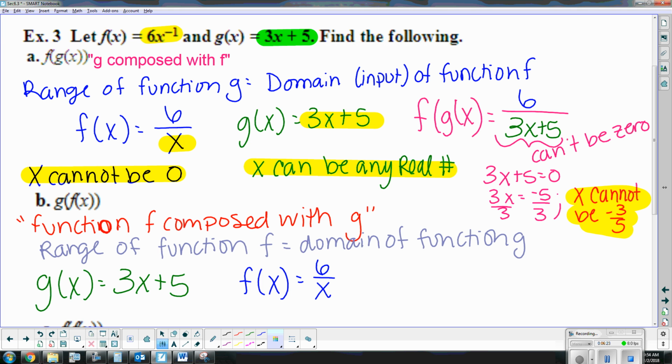Now the domains for g of x and f of x remain the same, where in g of x, x can be any real number, and f of x can just not be 0. But the domain of our composition may change. So let's look at that.